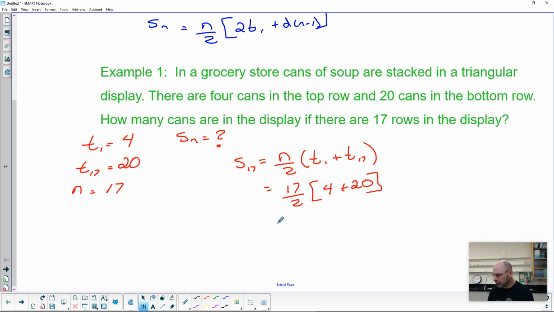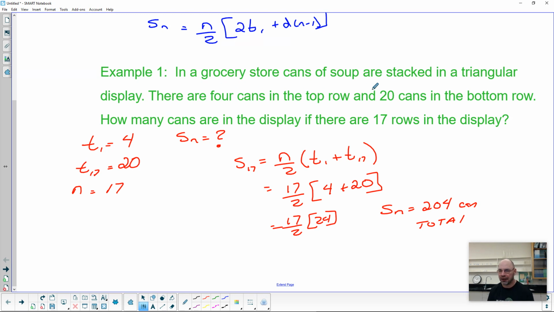Okay, so we do some simplification. 17 over 2 times 24. So if we reduce the 24 to a 12 by going 24 divided by 2, 12 times 17, that's going to give us our final total sum. 12 times 17, that's 204 cans total. Okay, just a single application of one of the formulas.